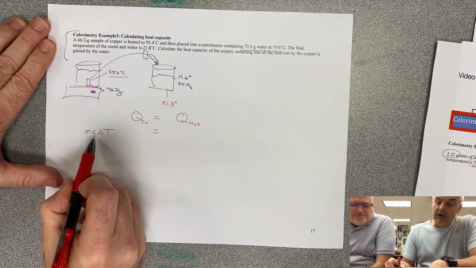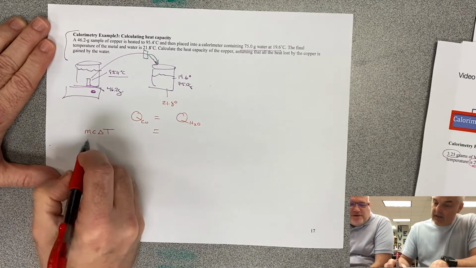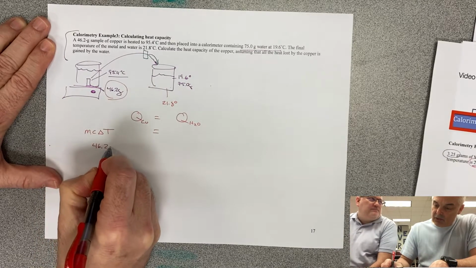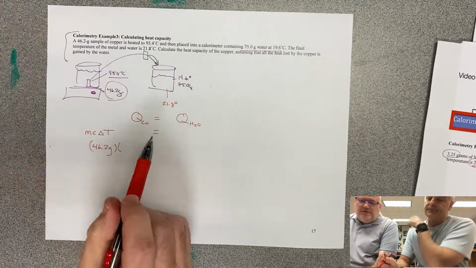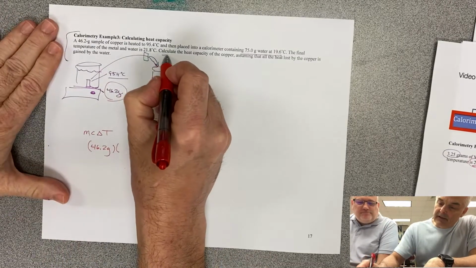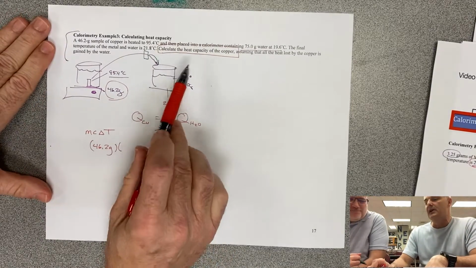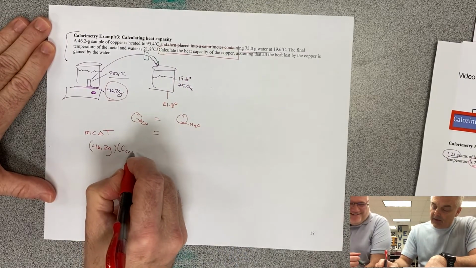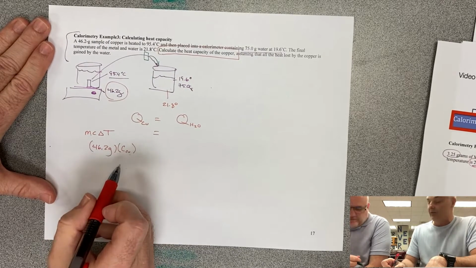All right, so m c delta T. So this would be the m of the copper. So the mass of the copper, I'm going to bring that down: 46.2 grams times the specific heat of the copper, which you have to have, or this problem is a no-go. Calculate the specific heat of the copper. We should have probably said that earlier. This is the question we're trying to find. Yeah, we probably should have read the question fully before we started. I knew that's where we were headed, but I forgot to mention it. So c of copper, that's our x, if you will.